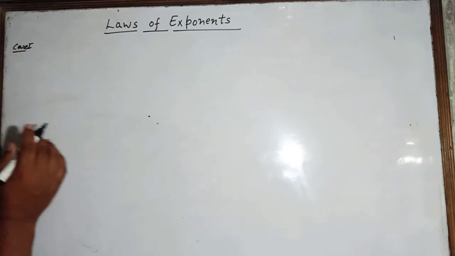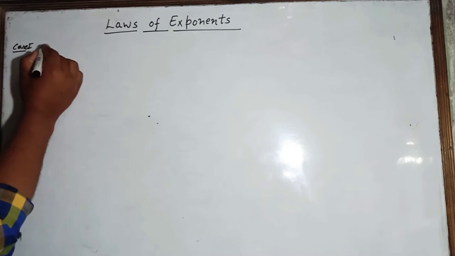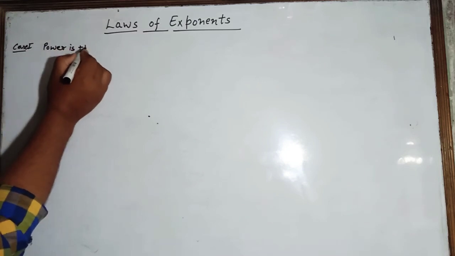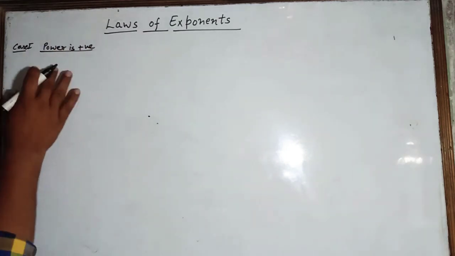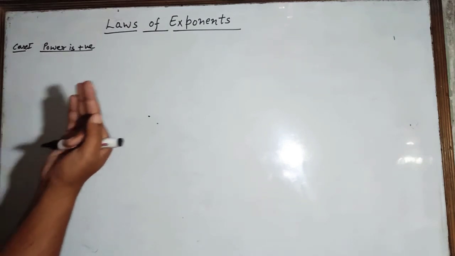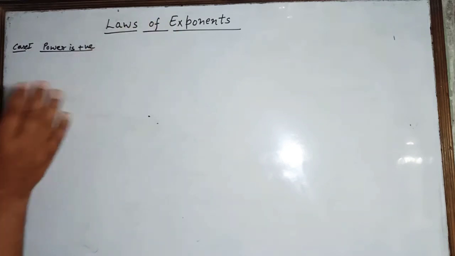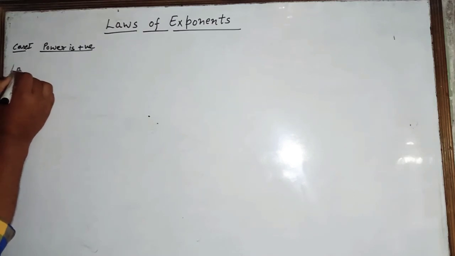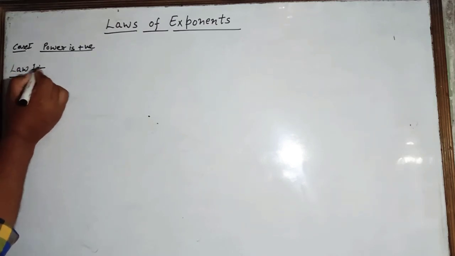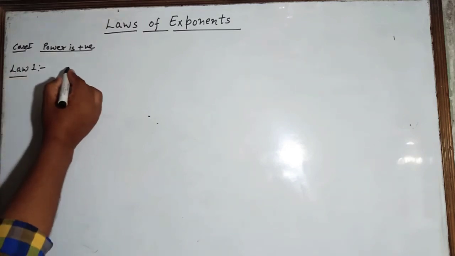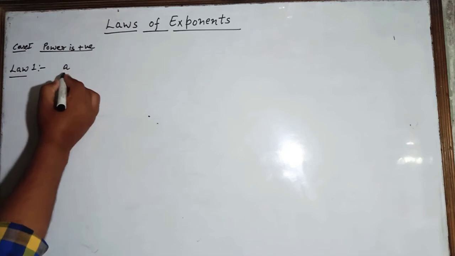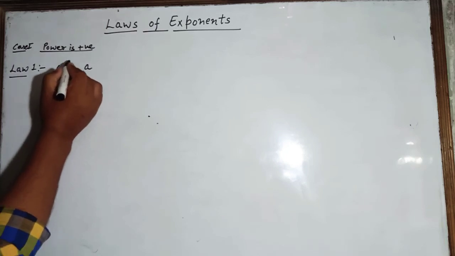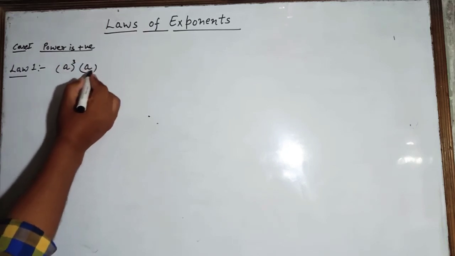Case one is when the power is positive. Only about that we will learn first. Power is positive, or we can say positive integral exponents, means the exponents are positive. The first law: if there is a number a, and again a, having different powers, like a is having power 3 and again a is having power 2.